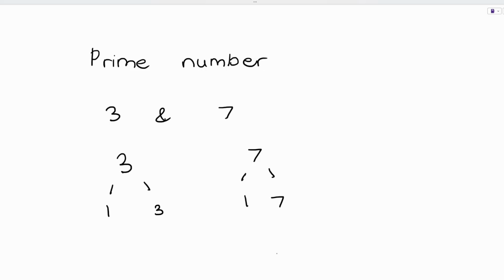And one important thing to note is that 1 is not prime, because to have a prime number, there has to be 2 factors, and 1 would only have 1 factor, which is just 1. So 1 does not meet the requirements to be a prime number.